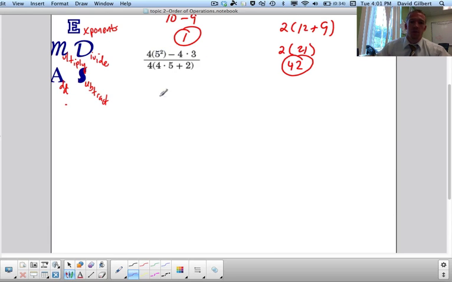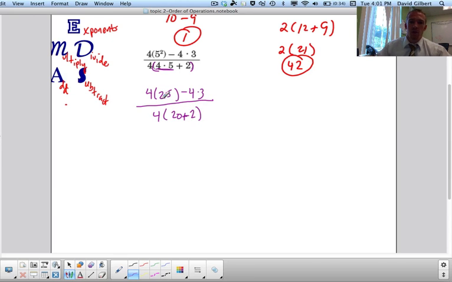Here I have to do exponents first. So I have 4 times 5 squared is 25, and then minus 4 times 3. So that's what I did to the top, and on the bottom I got to work in the parentheses first, which means I have to multiply these before I add. So that's 4 times 5 is 20 plus 2.